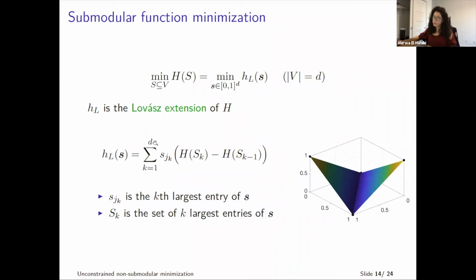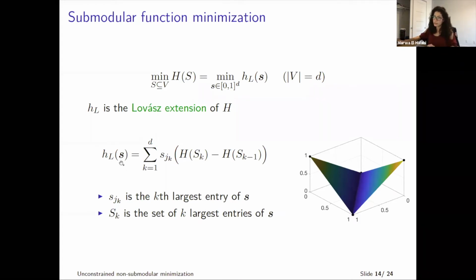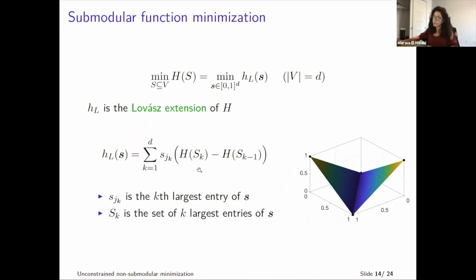the Lovász extension. The Lovász extension is defined as follows: you take your input vector s, which is a vector in dimension d, and you sort its entries in decreasing order. Then you define this as the k-th largest entry times the marginal gain of adding this particular entry to the already k minus 1 largest entries.